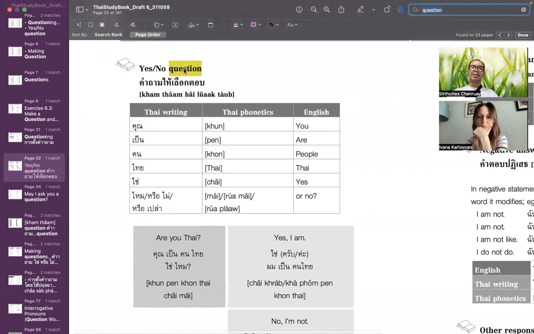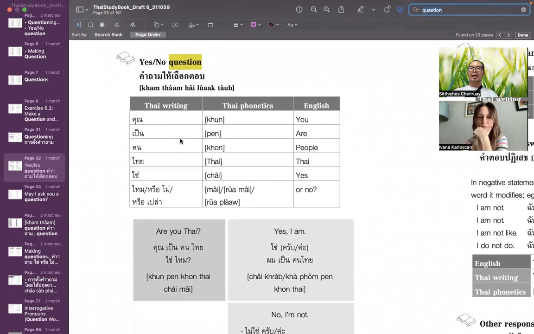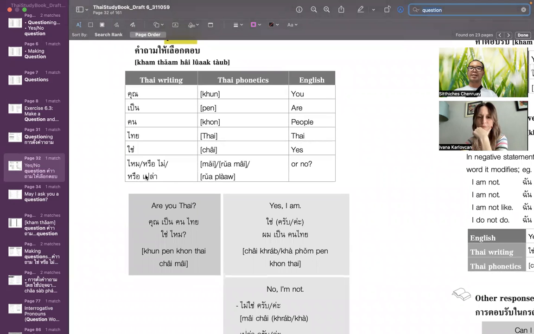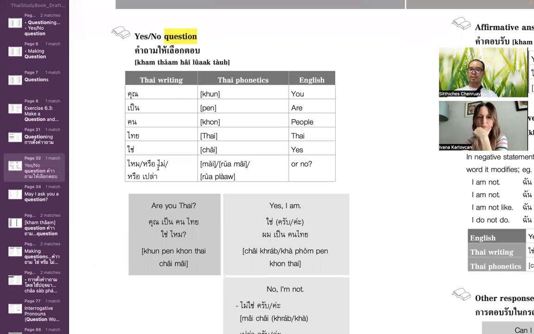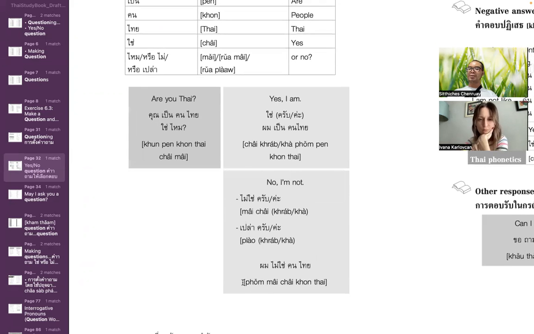Okay. When do you use yes-no questions? คำถามให้เลือกตอบ. คุณเป็นคนไทยใช่ไหม. There are other ways to ask, such as คุณเป็นคนไทยใช่หรือไม่ or คุณเป็นคนไทยใช่หรือเปล่า. Are you Thai? You can answer yes, I am: ใช่ครับ or ใช่ค่ะ ผมเป็นคนไทย. If you are not, you can say no, I'm not: ไม่ใช่ค่ะ, ไม่ใช่ครับ. Another word, เปล่าครับ, เปล่าค่ะ. And a negative sentence is ผมไม่ใช่คนไทย.